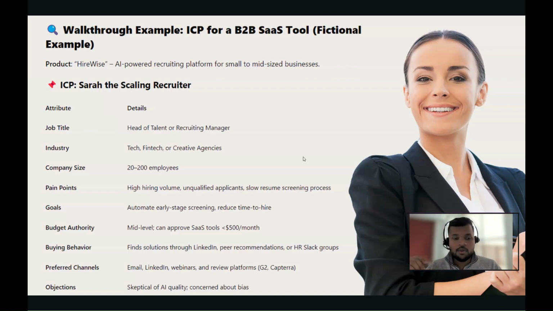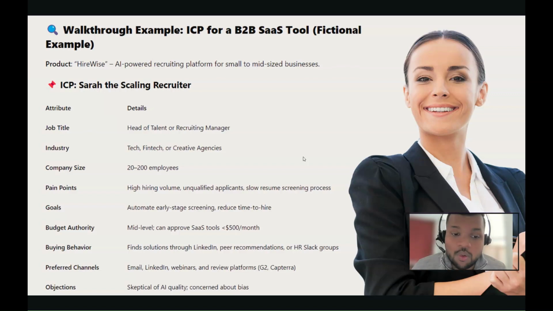We'll get into that too. But as you can see, the pain points should be crystal clear. Here we have identified three key pain points: high hiring volume, unqualified applicants, and a slow resume screening process. Three good problems, and hopefully with your product, which is HireWise, you can answer all three.